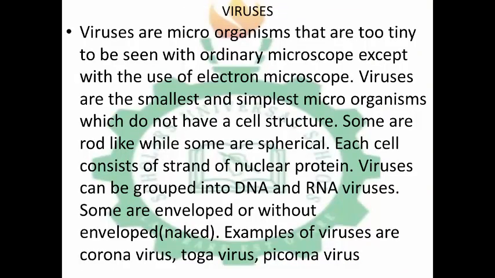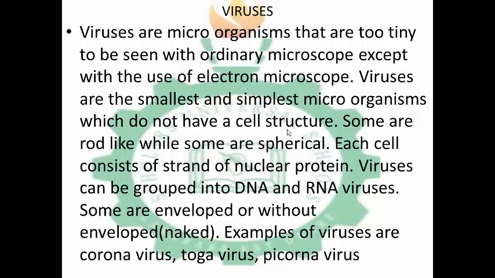So let's learn some of these microorganisms. To start with, we'll learn viruses. Viruses are microorganisms too tiny to be seen with an ordinary microscope except with the use of an electron microscope. So viruses are tinier than other microorganisms because they can't be seen with an ordinary microscope unless we use an electron microscope, which is able to see things too small to see with the eyes. So viruses are the smallest and simplest microorganisms, which do not have a cell structure.